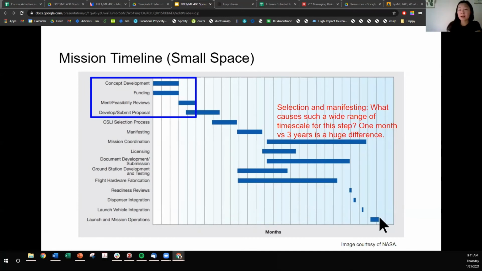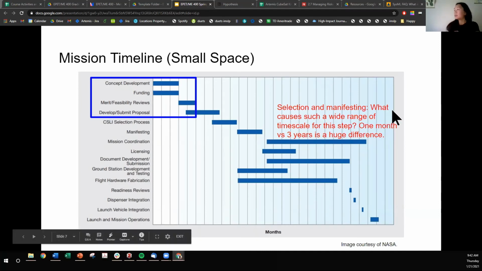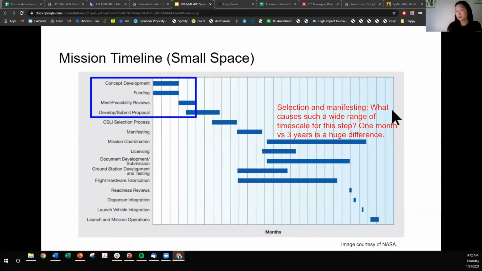Finding a ride is really, really hard as a small satellite. So I'm going to answer the question of selection and manifesting. What causes such a wide range of timescale for this step? 1 month versus 3 years is a huge difference. So finding a ride is really hard as a small satellite. For rockets, the satellites or spacecrafts are payload. As small satellites, we are not the primary payload on a rocket. We are the secondary or even the tertiary payloads. There's a chain of commands where the primary payloads dictate the schedule, and we either get booked on the flight later in the schedule or not at all.